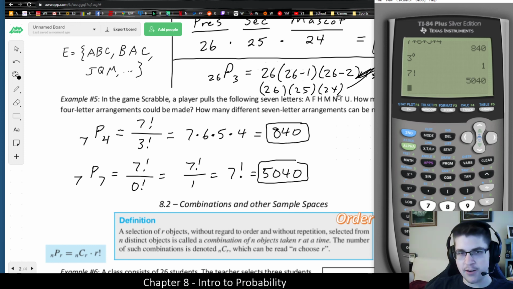Again, that's where order matters. If order did not matter, then it's a whole different question, and that's what we're going to get into next: combinations. What happens if I'm taking selections and the order in which I take them does not matter? Then it's a little bit different. Anyway, see you in the next one.